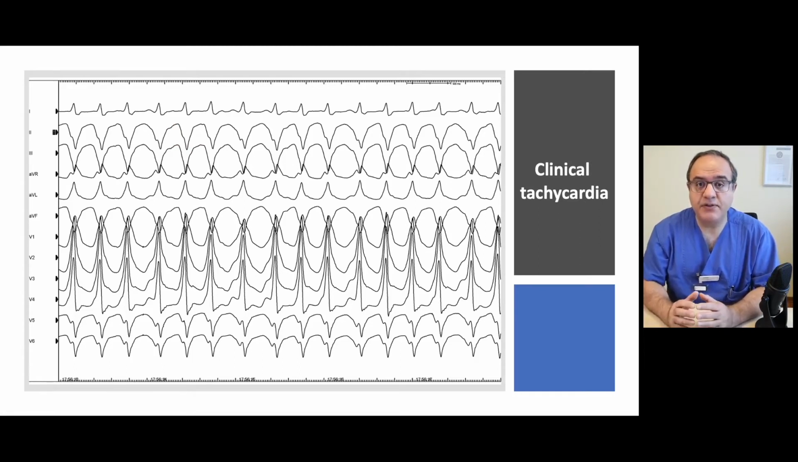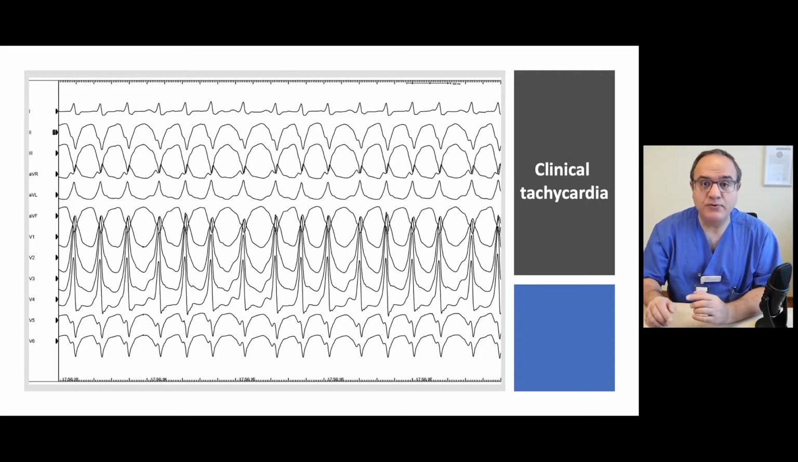In the inferior leads, from the beginning of the QRS to the deep of the Q wave or to the peak of the R wave, it's more than 50 milliseconds, and the same interval in precordial leads is more than 100 milliseconds. So all these criteria suggest ventricular tachycardia as the underlying arrhythmia in this patient.